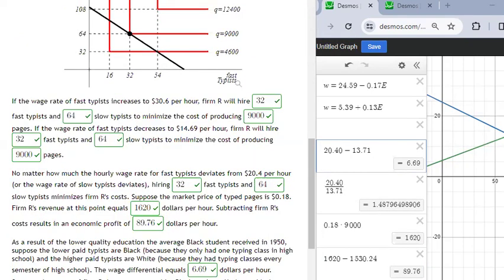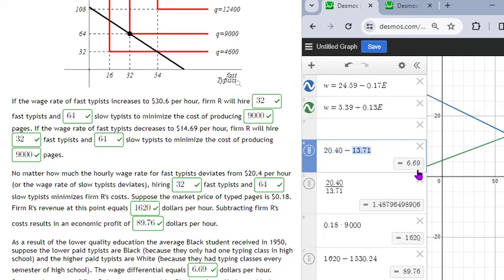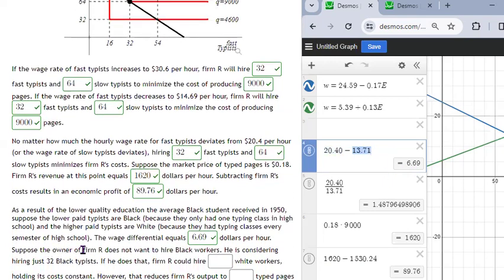Suppose the lower paid typists are black because they had only one typing class in high school, because they only had one classroom with typewriters in it. It was underfunded. And the higher paid typists are white because they had typing classes every semester of high school because they had lots of classrooms filled with expensive typewriters. The wage differential would equal $6.69, right? $20.40 minus $13.71 results in a wage differential of $6.69, right?